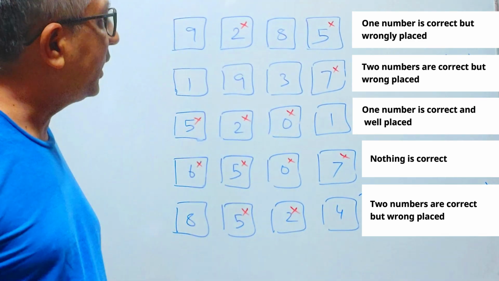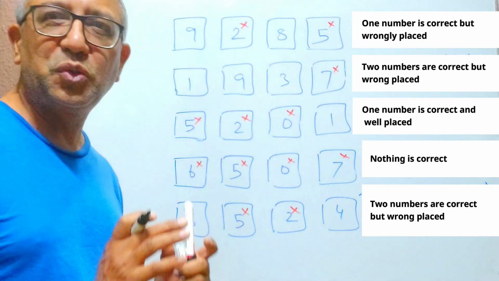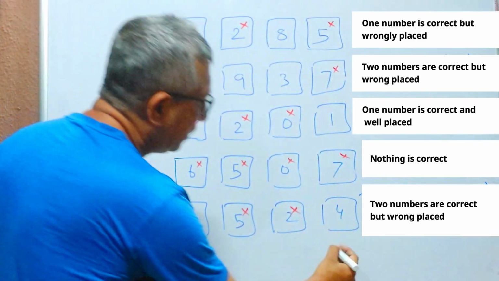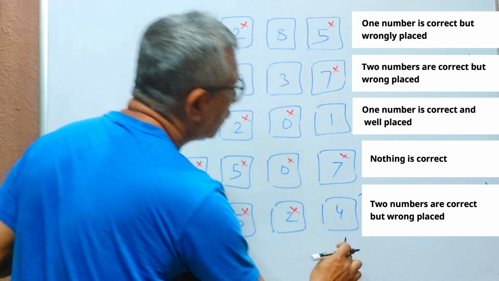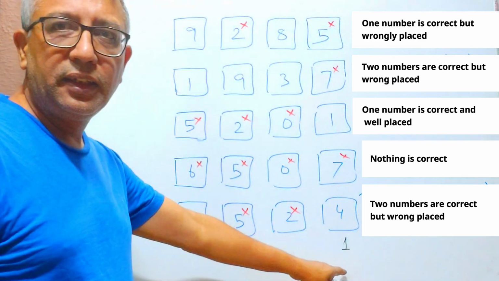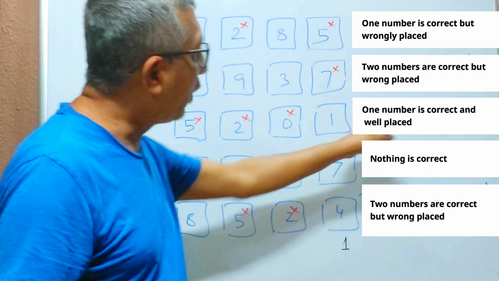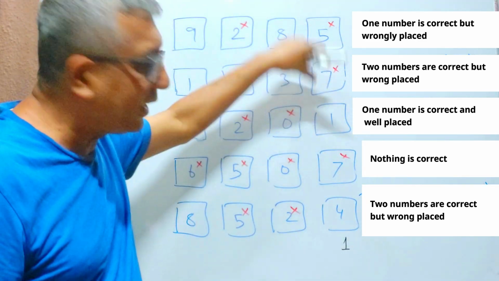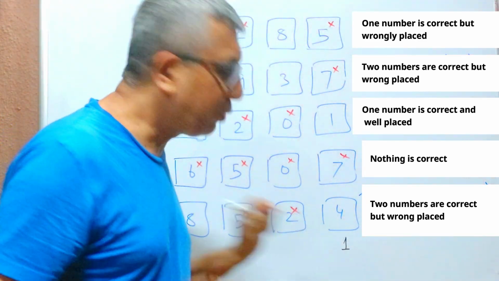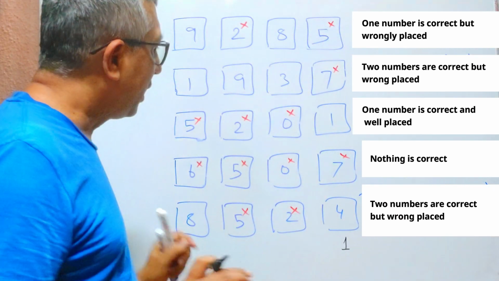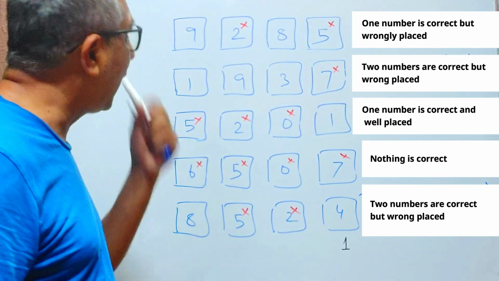Now it leads us to our first number, which is 1, and which has to be at the 4th place, because one number is right. This is right and this is rightly placed. So we got our first number. Now let's see what we can do to find the other numbers.